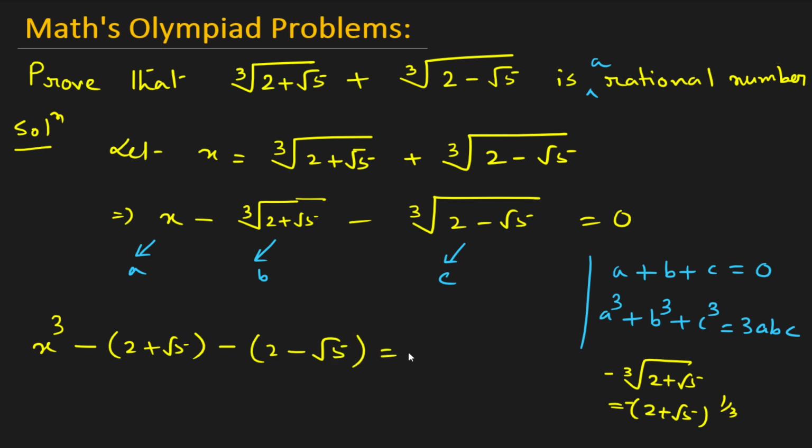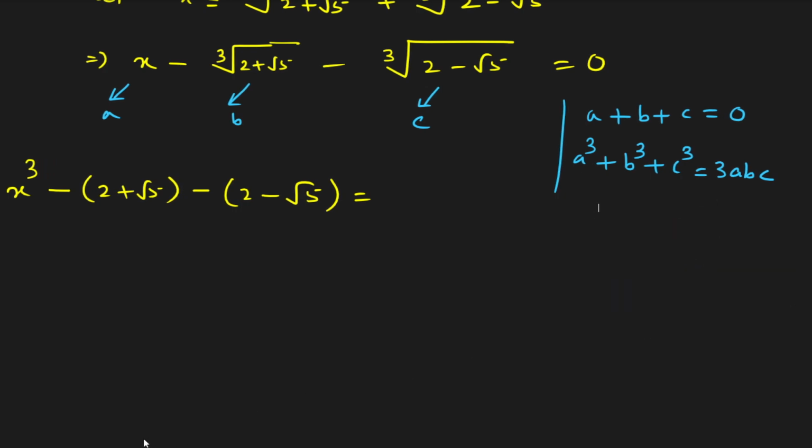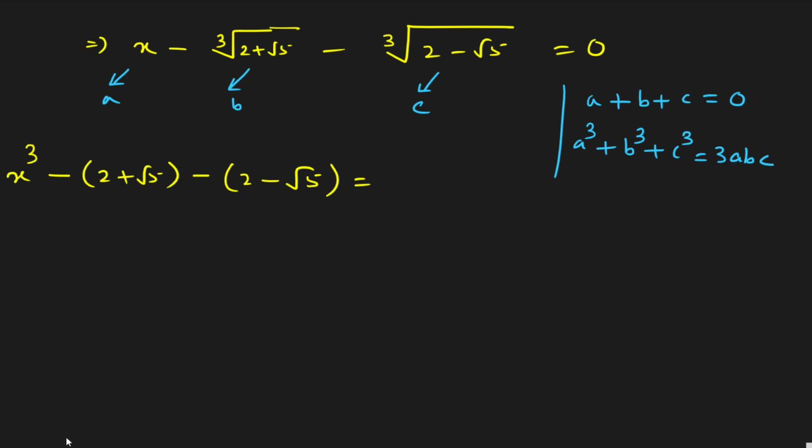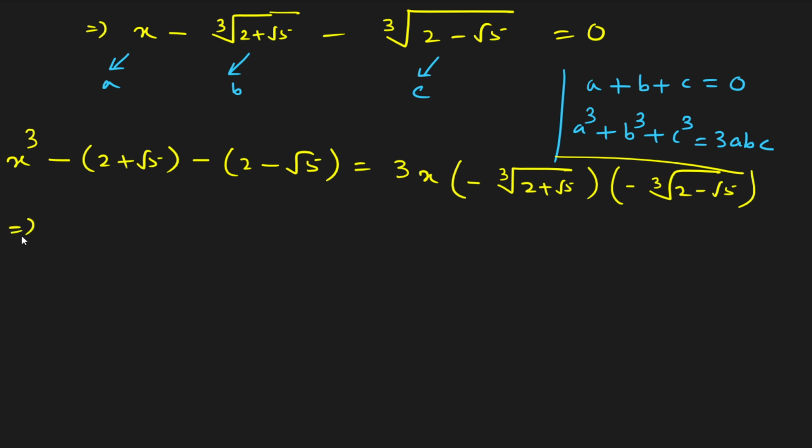And on the right hand side, what can we write? On the right hand side, we can write like this. 3 into a, then b. Our b is how much? Minus cube root of 2 plus root 5. Then c is minus cube root of 2 minus root 5. Okay. So this implies x cube, here root 5 will cancel out, minus 4. On the right hand side you will get 3x. This minus and this minus, it will become plus.